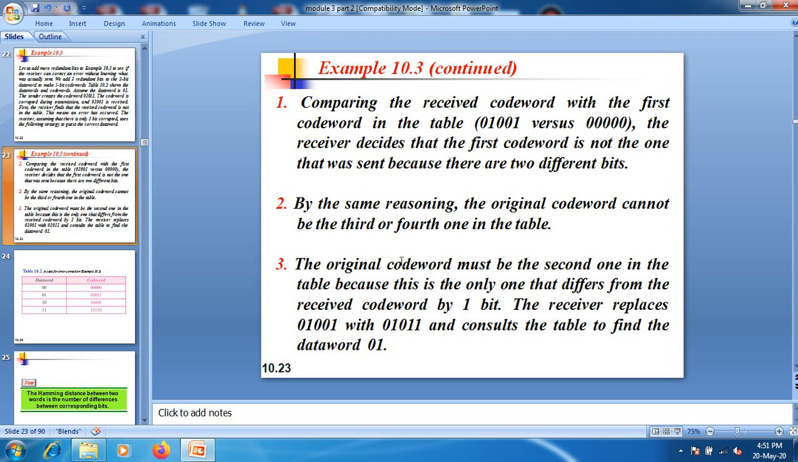The original code word must be the second one in the table, because this is the only one that differs from the received code word by 1 bit here. The receiver replaces 0 1 0 0 1 with 0 1 0 1 1 and consults the table to find the data word 0 1 here.